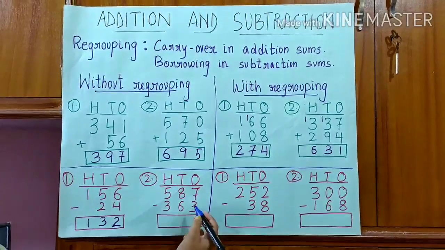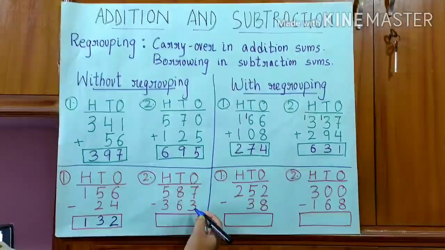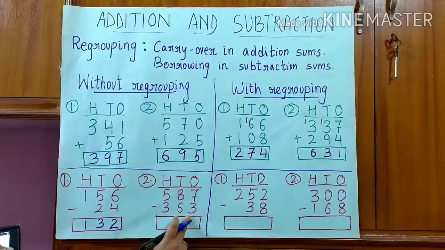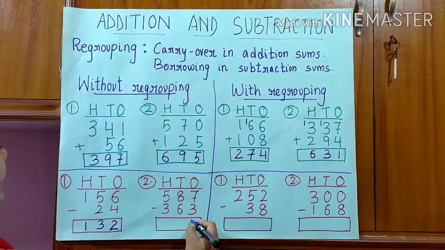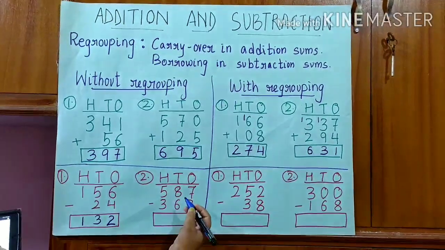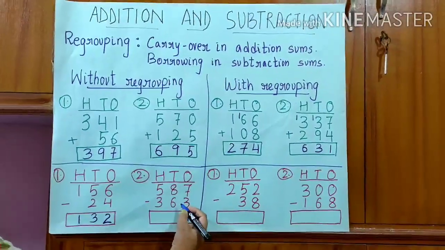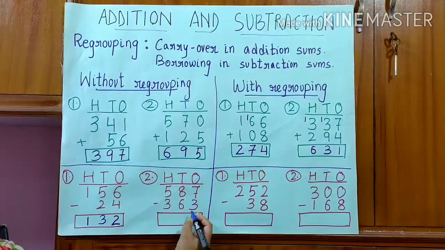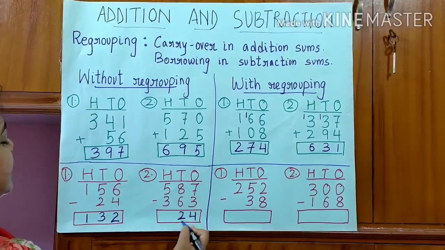Let's see. So we have to subtract 7 ones minus 3 ones. Then what do we get, children? We get the number 4. Okay, we get 4 ones. Now we have to subtract the tens. So 8 tens minus 6 tens. That will give us how much? That will give us 2 tens.